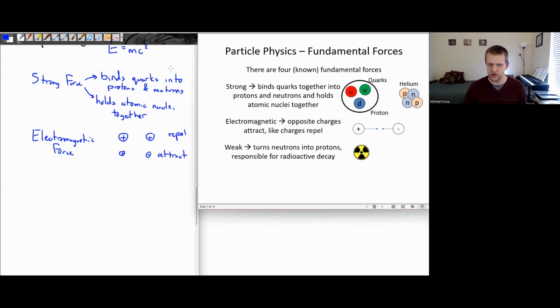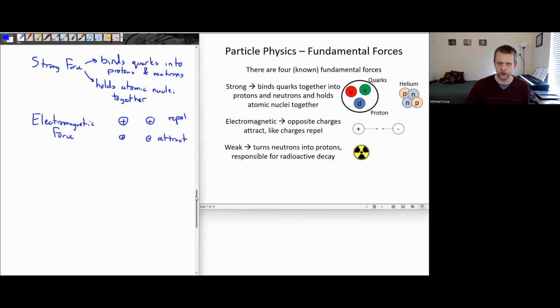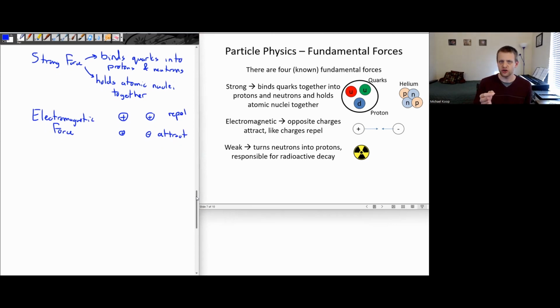We have the weak nuclear force. We actually talked about this weak nuclear force briefly when we talked about the nuclear reactions that are going on inside of the sun. Anything involving neutrinos is generally going to involve the weak force. It's responsible for certain types of radioactive decay. That's basically all we're going to say for this weak force. So the weak force is involved in neutrinos and radioactive decay.